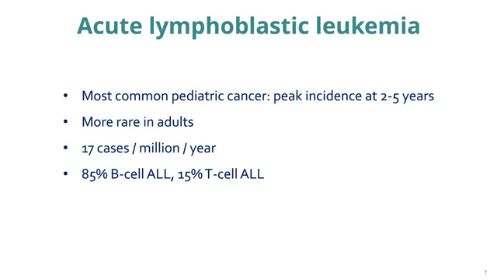ALL can be subdivided in two subtypes. The most common subtype is the B-cell variant, where the B cells are affected. That's 85% of the cases, and 15% of the cases are of T-cell origin.